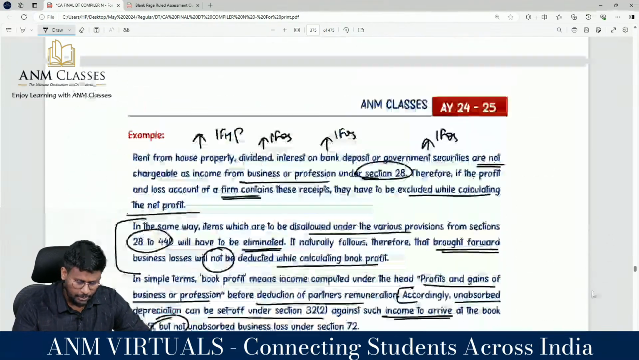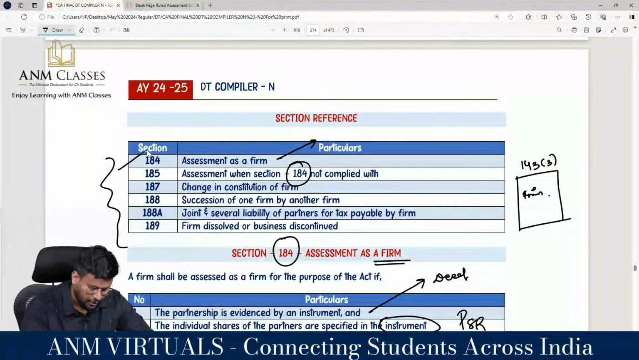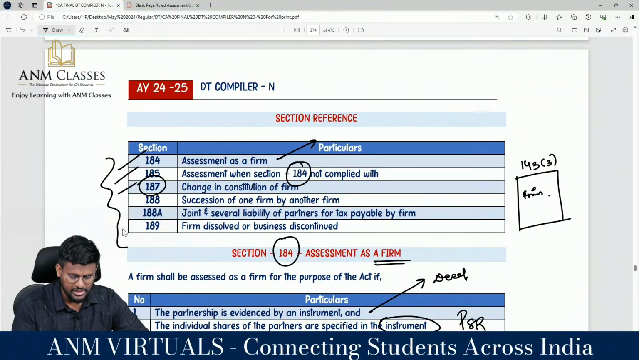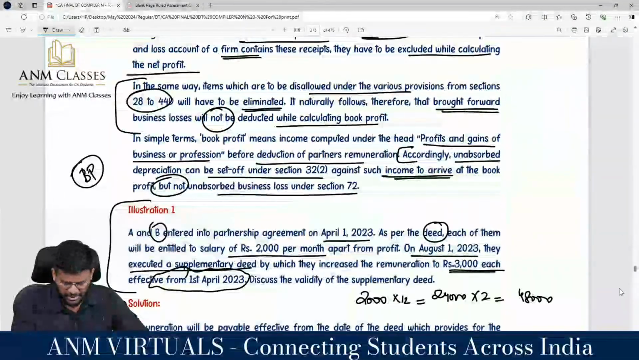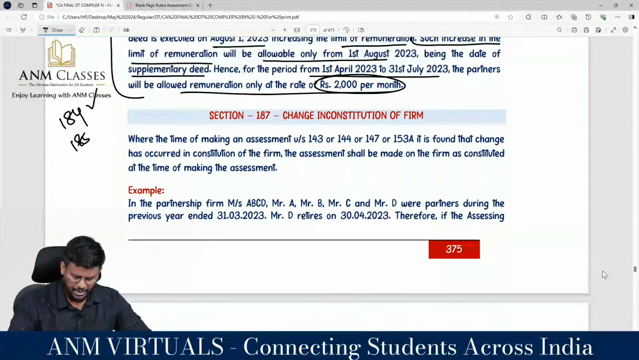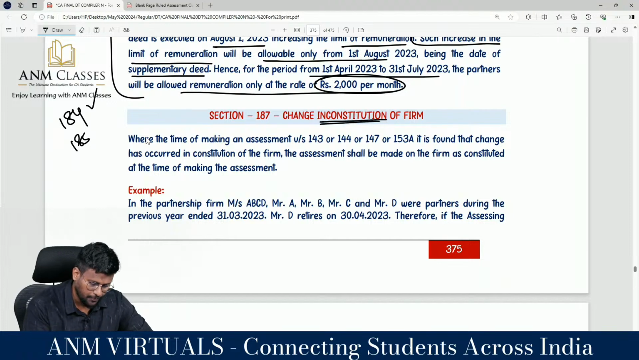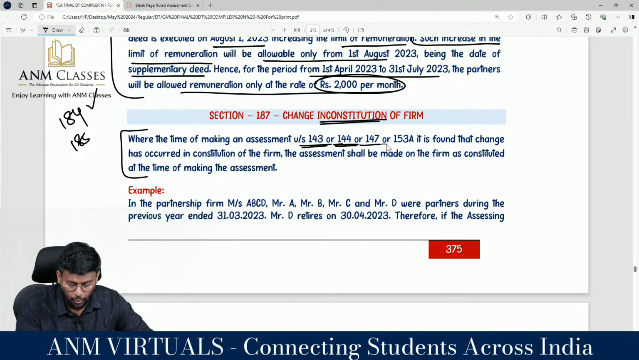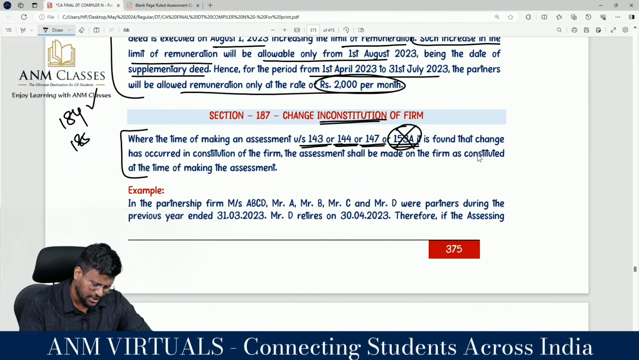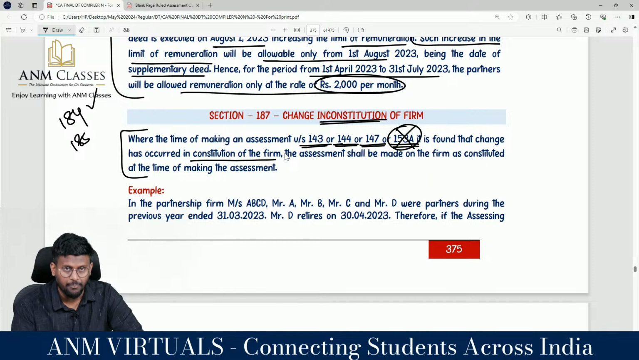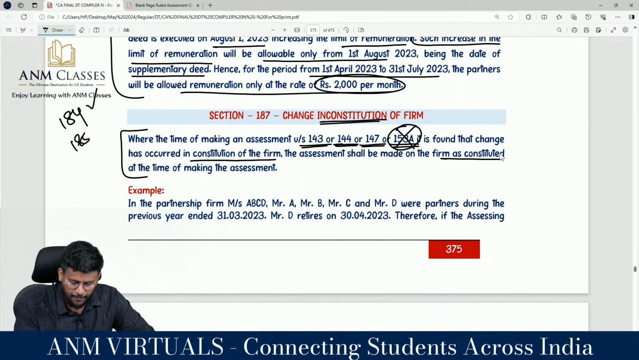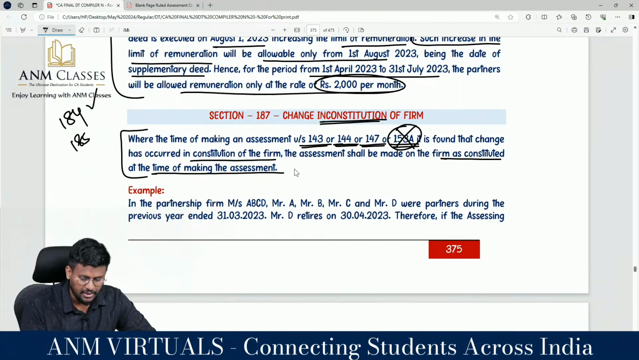Now after 184 and 185, there is no 186, we are moving into 187, change in the constitution of the firm. This may happen, there is a partnership firm and that partnership firm has been changed, where at the time of making an assessment under 143(3) or 144 or 147 or 153A, now we don't have 153A, but such assessment was there earlier, it is found that changes occurred in the constitution of the firm. Assessment shall be made on the firm as constituted at the time of making the assessment.